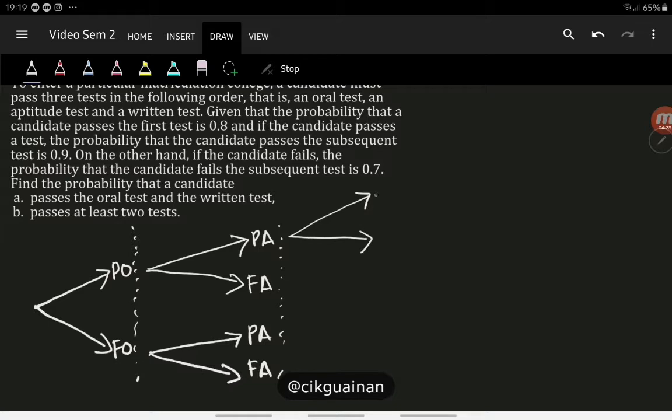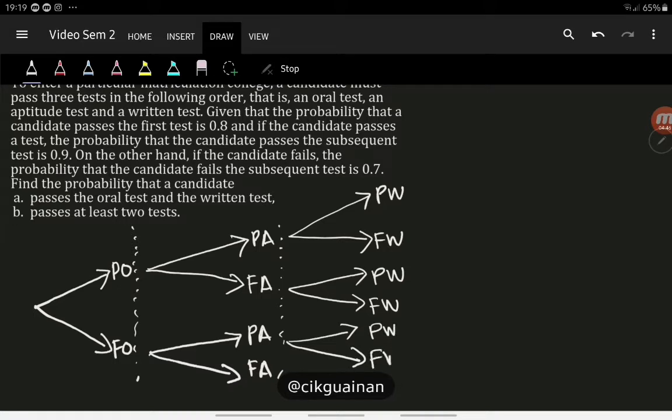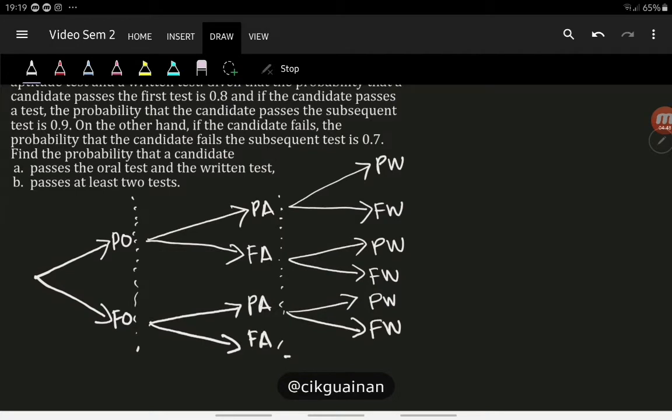So the written test: you pass written or you fail written. Same goes for this one, you pass written or you fail written. This one also the same thing. This one I have to squeeze the tree a little bit. So pass written, fail written. So in total there are 8 possible combinations, or 8 possible ways that you can go through the flow of the tests.